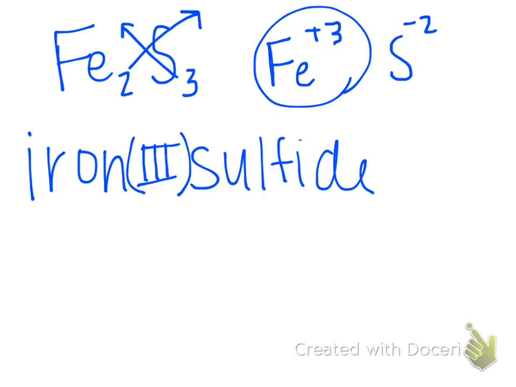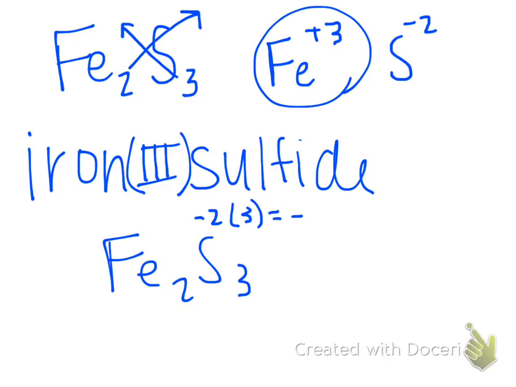You can also use your balancing charges method. If I know that sulfide is a -2 and there's 3 of them, that means that the anions altogether equal -6. I know that there's 2 of these that has to equal +6, which means my x, or my missing value, is +3. Does that make sense how you can check yourself both ways? Using both methods you can check.